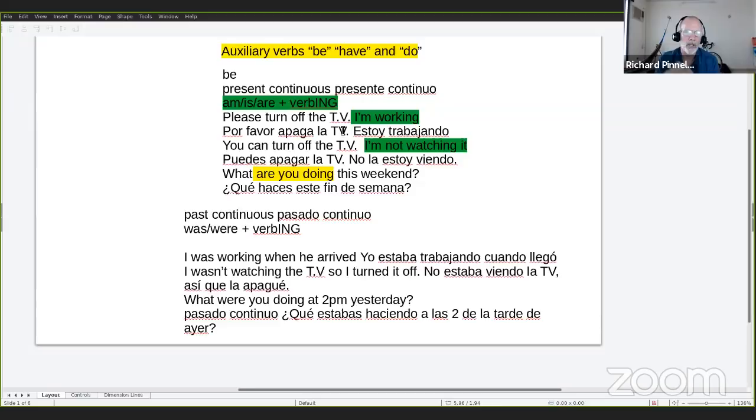Voy a leer los ejemplos de nuevo para que puedan escuchar la pronunciación. The first one is, please turn off the TV, I'm working. Patricia, do you want to repeat that one? What is please turn on the TV, I'm working. Yeah, it's please turn off the TV, off. Please turn off the TV.